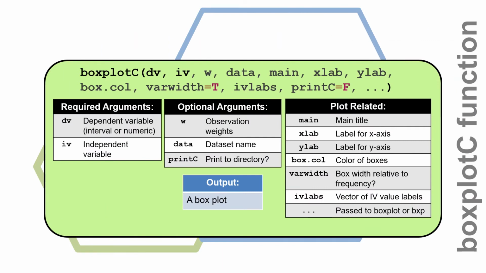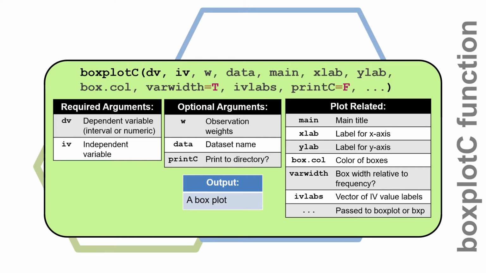It's easy to create a box plot to show the relationship between two variables with the boxplotC function. There are two required arguments, dv and iv. The dv argument is set equal to the dependent variable, which should be interval level. The iv argument is set equal to the independent variable, which should be nominal or ordinal level.